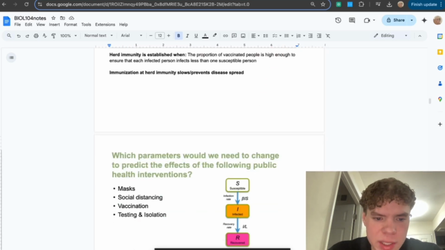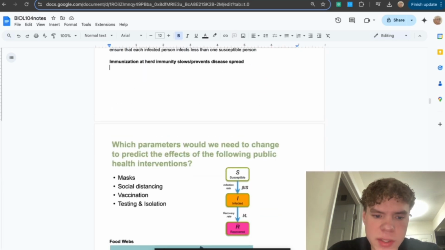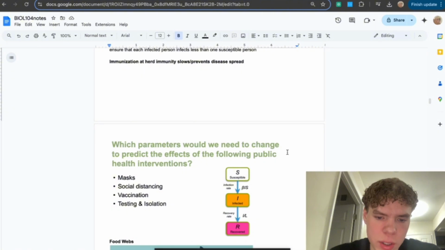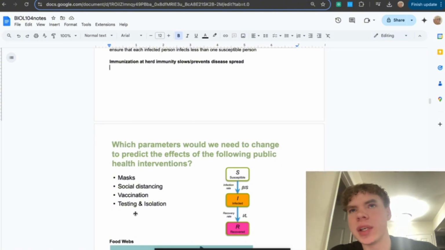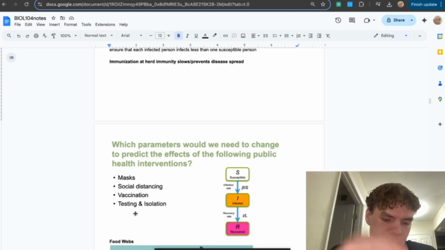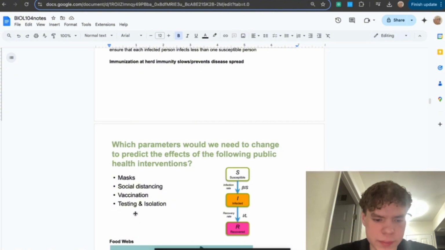Which parameters will we need to change to predict the effects of the following public health interventions? Masks, social distancing, vaccination, testing and isolation. All of this is going to influence our transmission rate. So if we increase social distancing, if we made more people wear masks so there was less chance of transmitting a respiratory disease, and more people were vaccinated, then all of that would decrease our transmission rate. If that makes sense.